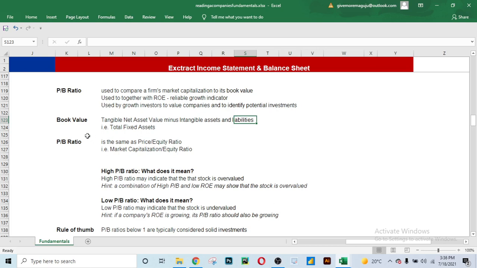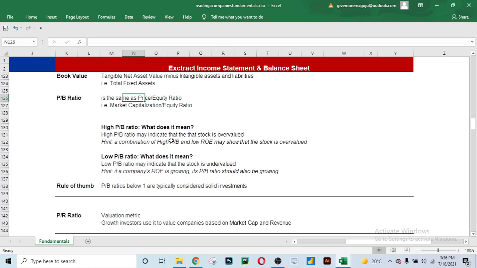And the book value, I know some of you may be confused now. What is the book value? Okay, the book value is simply the total fixed assets. So it's tangible net asset value minus intangible assets and liabilities. Or in another instance, the price to book ratio is the same as the price to equity ratio, right? That is market capitalization divided by equity ratio. I think we've covered this.